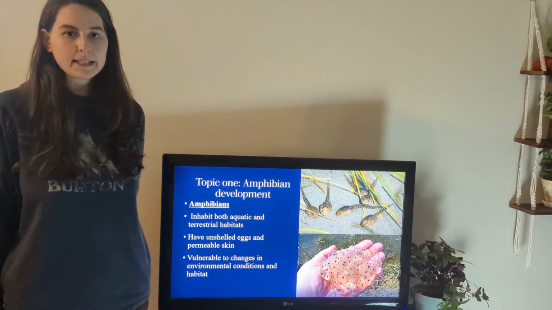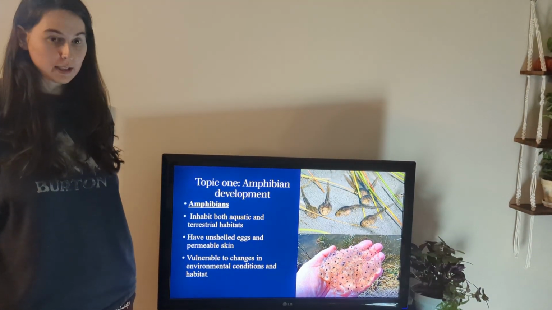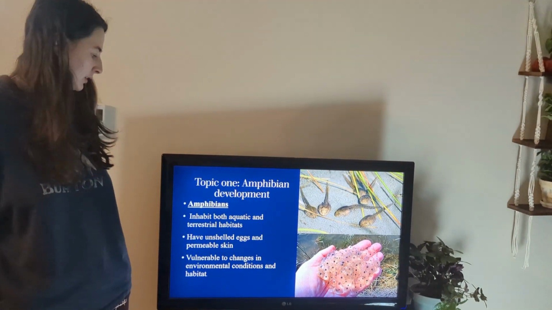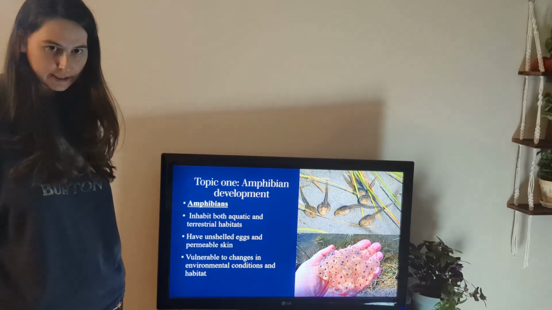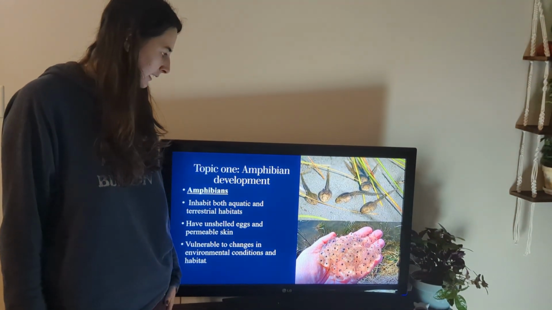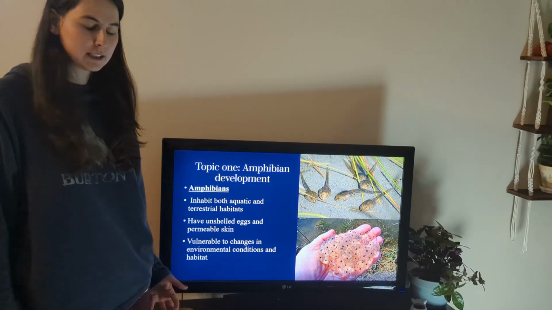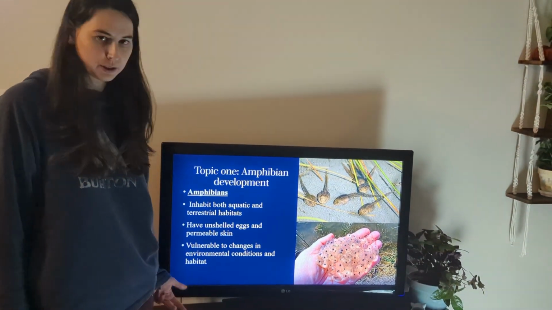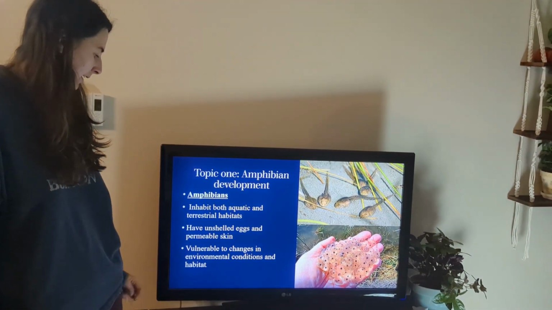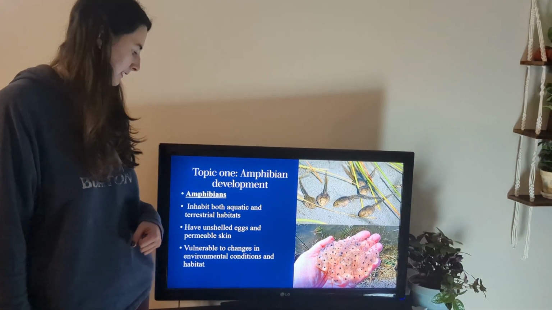So my other topic is amphibian development. Amphibians inhabit both the aquatic and terrestrial habitats. They have permeable skin and unshelled eggs. As you can see here, they don't have a coating, and you can just kind of see right through them. And they live in shallower water, so they're more vulnerable to the UV rays than other animals. And they're very vulnerable to changes in their habitat.